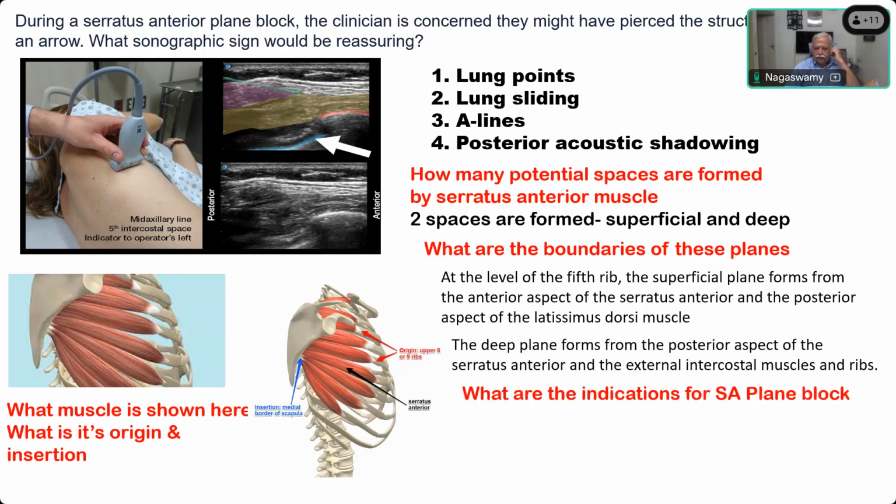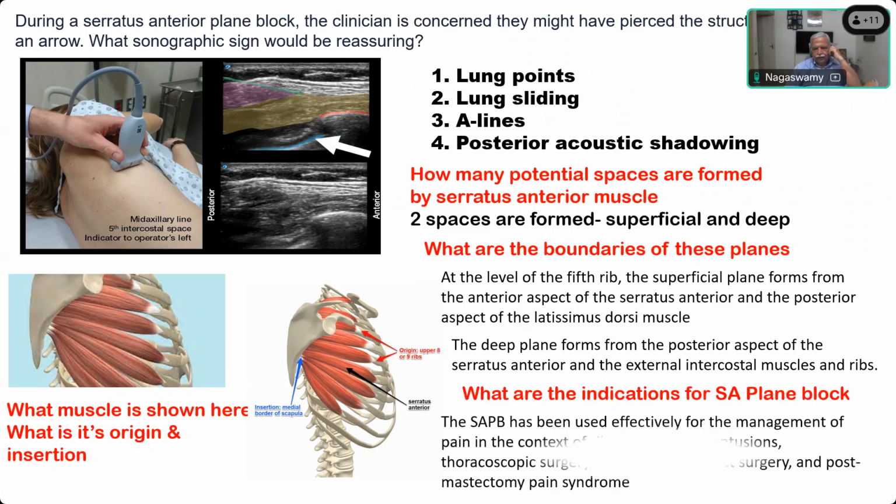What are the indications for serratus anterior plane block? So for breast surgeries. So effectively for the management of pain in the context of rib fracture, rib contusions, thoracoscopic surgery, thoracotomy, breast surgery, and post-mastectomy pain syndrome. So these are all the indications.